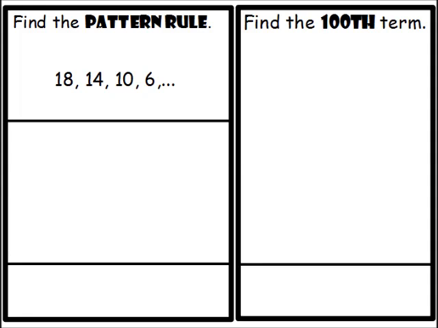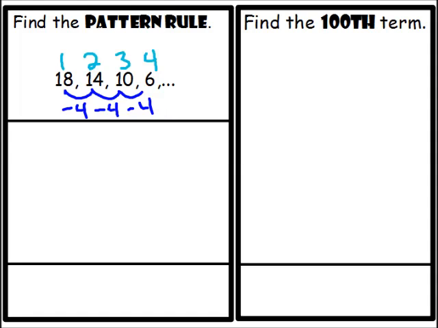Alright, let's get some more practice finding pattern rules. Here, we have a pattern that's going down. So this is a little different than the ones we've looked at. We'll start by numbering our terms. 1, 2, 3, and 4. Then we'll find our constant difference. From 18 to 14 is minus 4. 14 to 10, minus 4. And 10 to 6, minus 4.